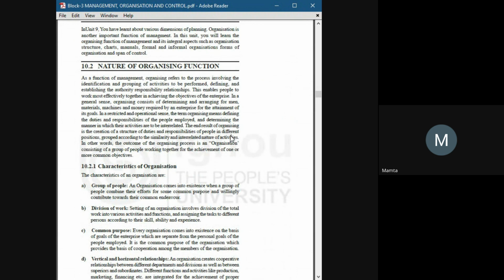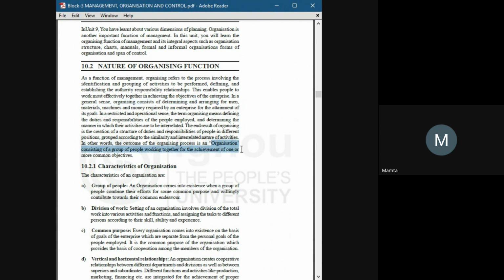As a function of management, organizing refers to the process involving the identification and grouping of activities to be performed, defining and establishing the authority, responsibility, and relationship. This enables people to work most effectively together in achieving the objectives of the enterprise. In a general sense, organizing consists of determining and arranging for man, material, machine, and money required by an enterprise for the attainment of its goal.